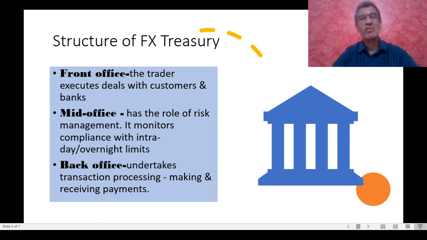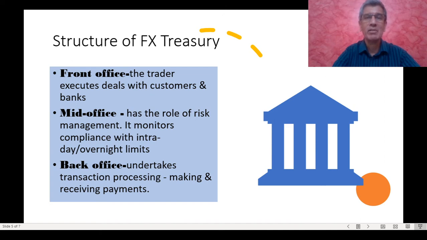So a forex trader is part of the forex treasury. So let us see what is the structure of the forex treasury. Forex treasury has three offices. Front office, in which the forex trader undertakes dealing with customers. We saw exporters, importers, remitters, and travelers. And also he undertakes cover operations with interbank customers, banks in the interbank market. So front office is the office in which the forex trader operates.